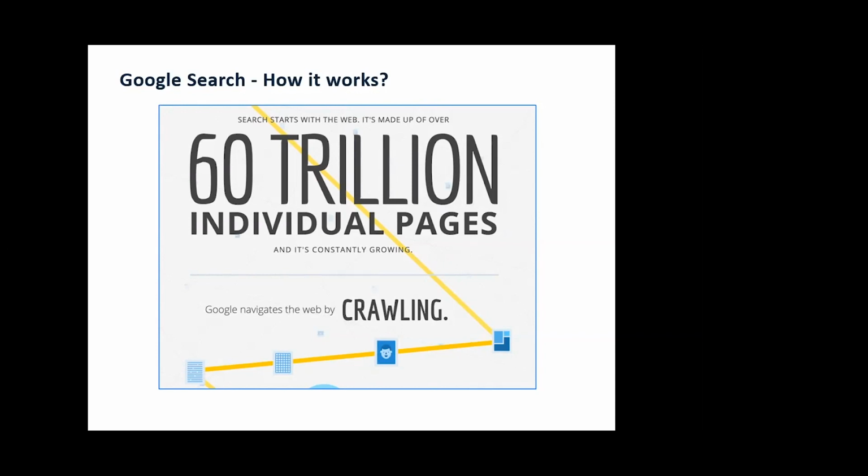Google starts with over 60 trillion individual pages, and it's constantly growing. So it's an absolutely massive amount of information. Google navigates the web by what's called crawling.